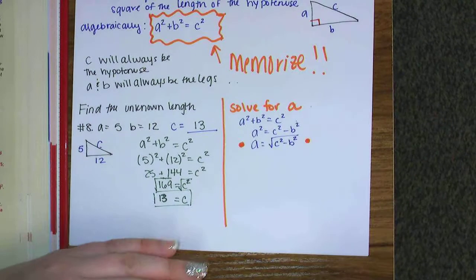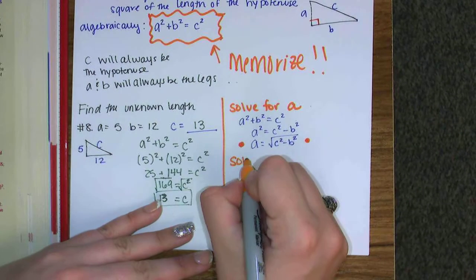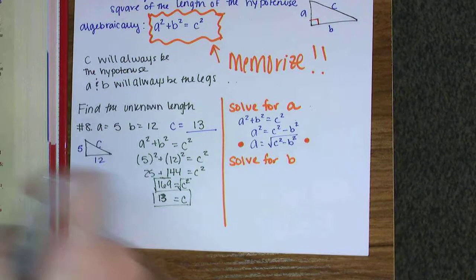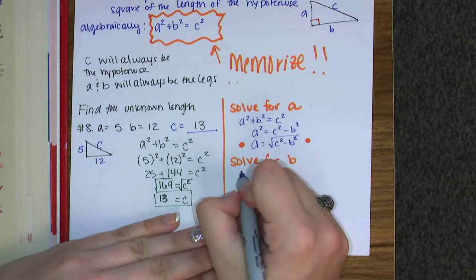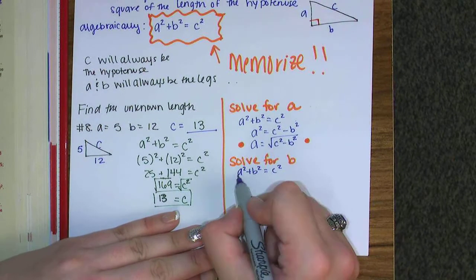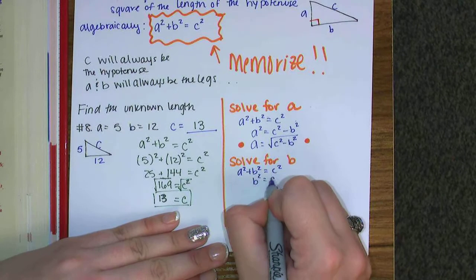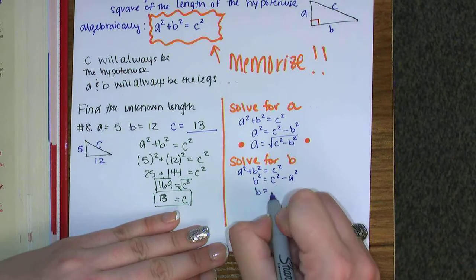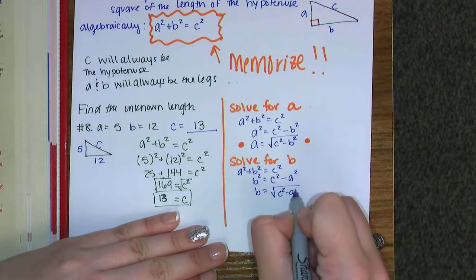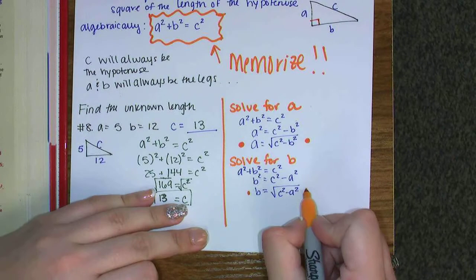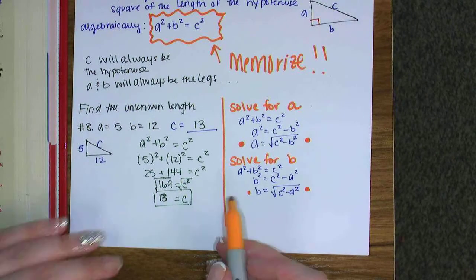Okay? If I need to solve for B, A squared plus B squared is equal to C squared. Subtract A squared. B squared is equal to C squared minus A squared. Take the square root. B is equal to the square root of C squared minus A squared. So if I need to solve for B, that's the one you need right there.